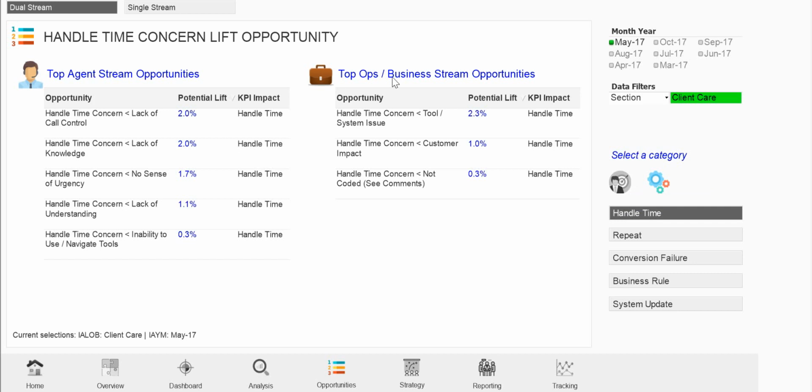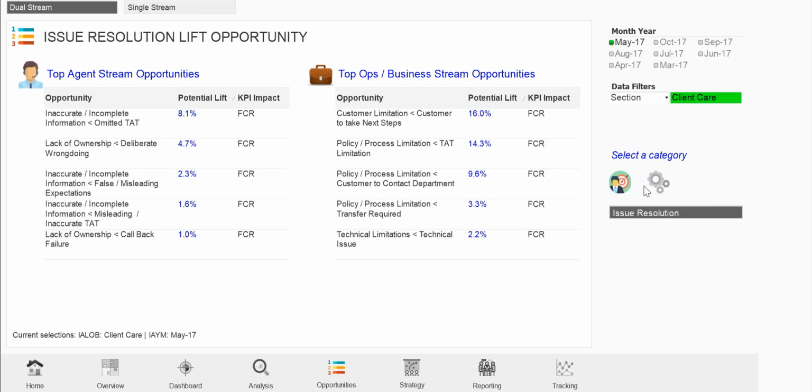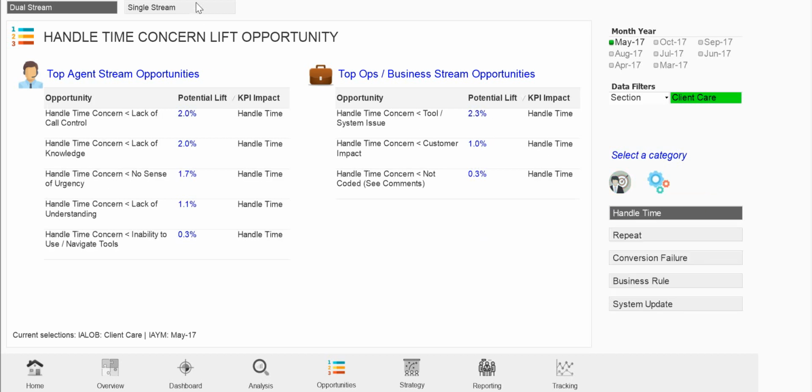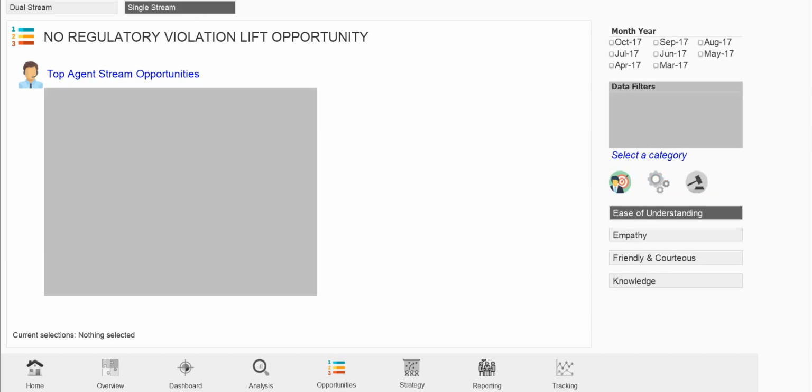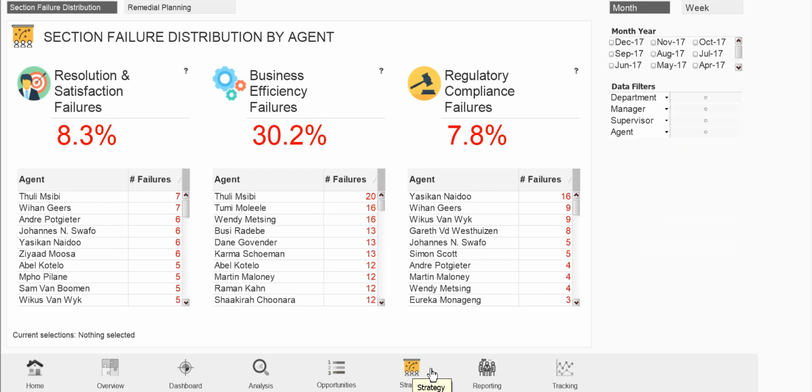Once you have consolidated all the key opportunities in terms of driving systemic change in the business through root cause analysis and reviewing performance against each of the key metrics, you can now move into the strategy section. The strategy section allows for key focus at the agent level. The section failure distribution by agent indicates the agents that have attributed to the failure rate percentage in each of the sections. As you can see, there was an 8.3% failure rate for resolution and satisfaction. The agents that have contributed to this failure rate is listed below.